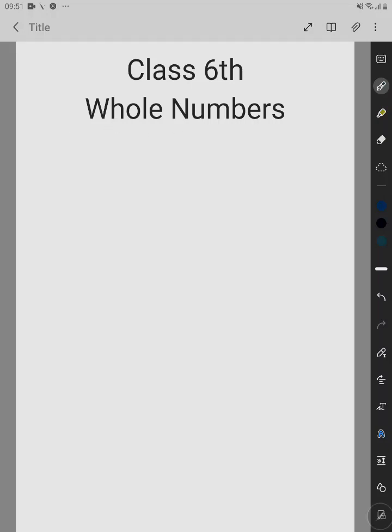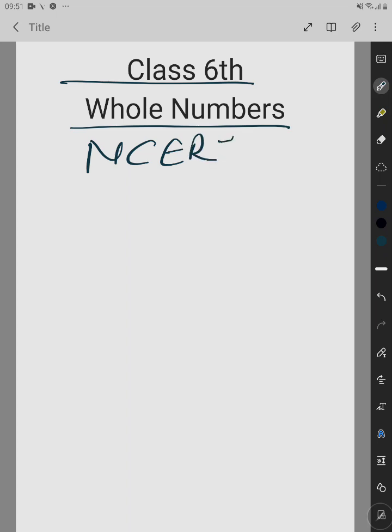Today we will understand whole numbers according to the class 6th NCERT book. We will understand the concept in this video, and in the next video we will solve the first exercise, that's 2.1. So let's start with the introduction.